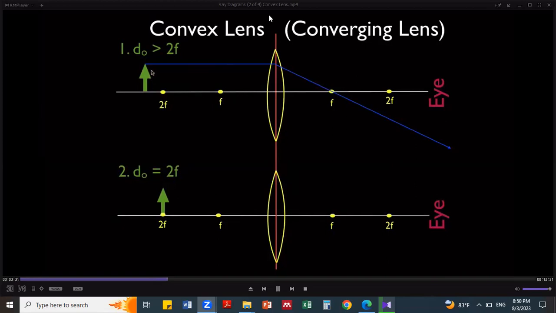The next one is kind of the opposite. It enters the lens going from the object through the focal point.